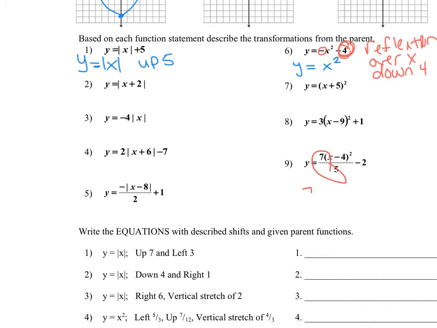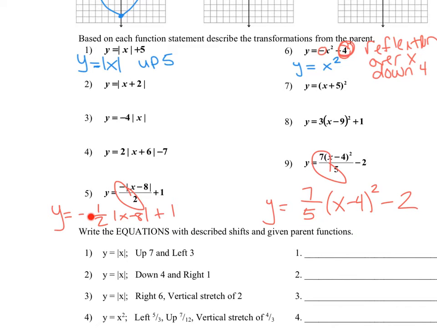Now 5 and 9 are a little tricky because if you can see, it has the 7/5, but it's not written normally. So I'm just going to write it with it pulled out to the front so you guys can see that there is a fraction in front. And this guy I'll write -1/2 because that's what is in front of that absolute value.